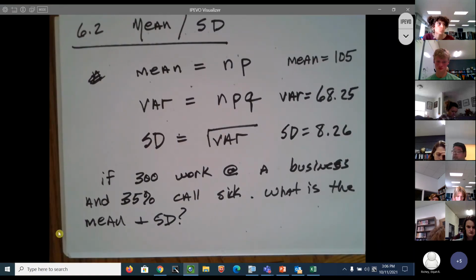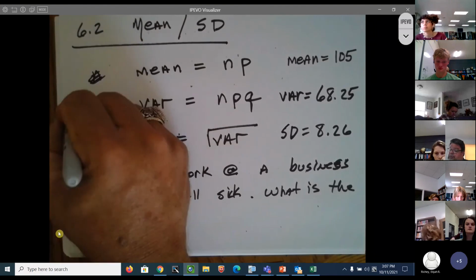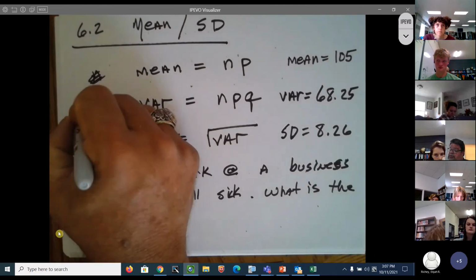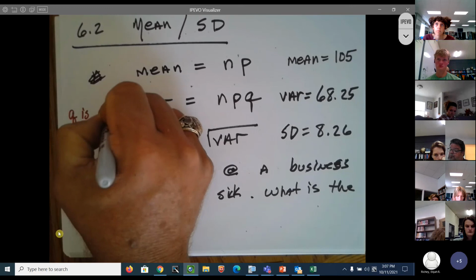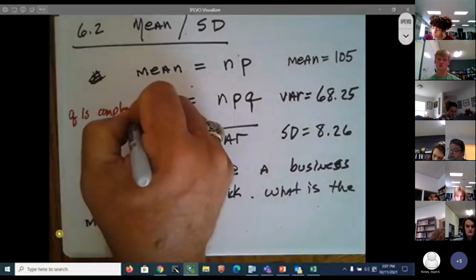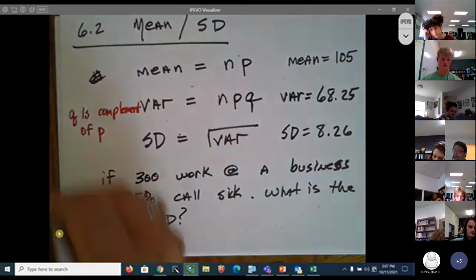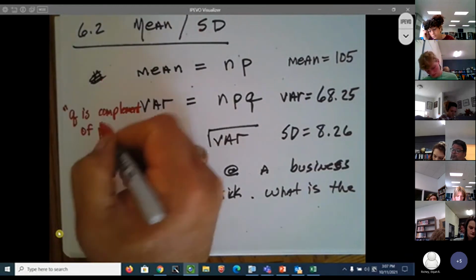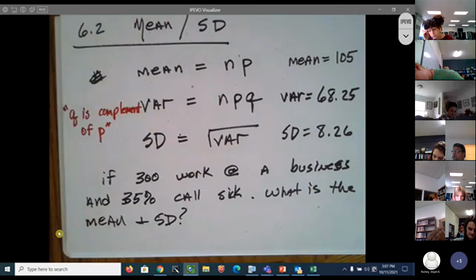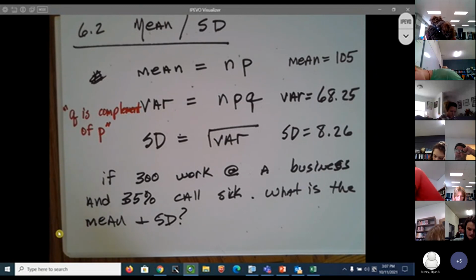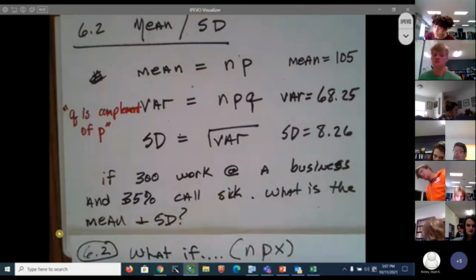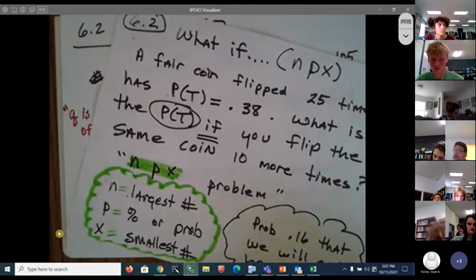So I'm going to put in red, Q is the complement of P. And those are the two types of questions you're going to see in 6.2.